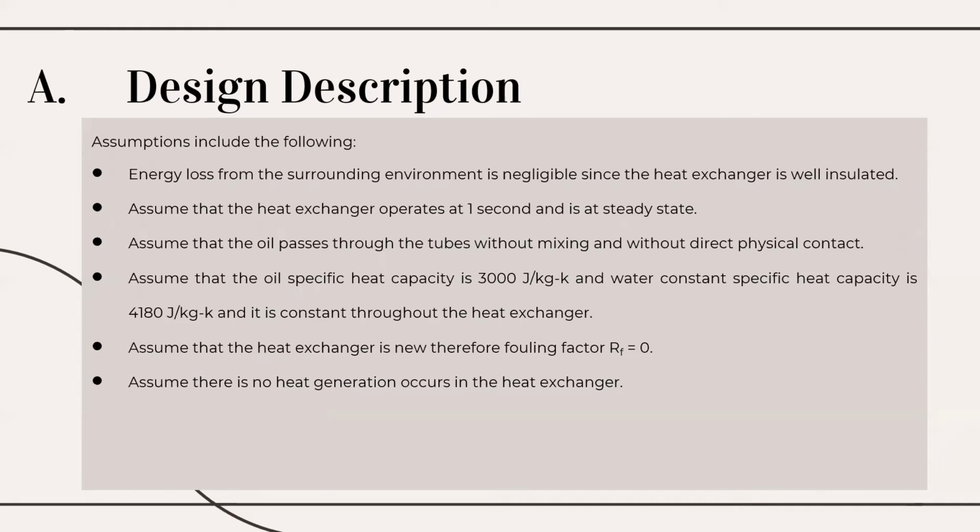Assume that the oil-specific heat capacity is 3000 joule per kilogram Kelvin and that the water has a constant specific heat capacity of 4180 joule per kilogram Kelvin, which is also constant throughout the heat exchanger. Assume that the heat exchanger is new, therefore the fouling factor is negligible. Assume there is no heat generation in the heat exchanger.